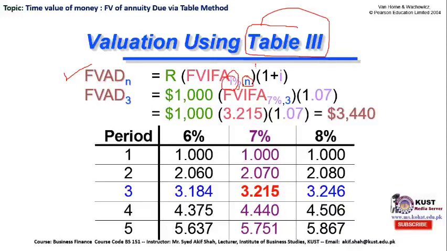Only one more addition needs to be done by the students: multiply it with this factor, which is 1 plus 0.07, which will give you the resultant value like this, 1.07. And you are supposed to multiply the future value of ordinary annuity with 1.07, and you will get the resultant value or the answer for future value of annuity due.